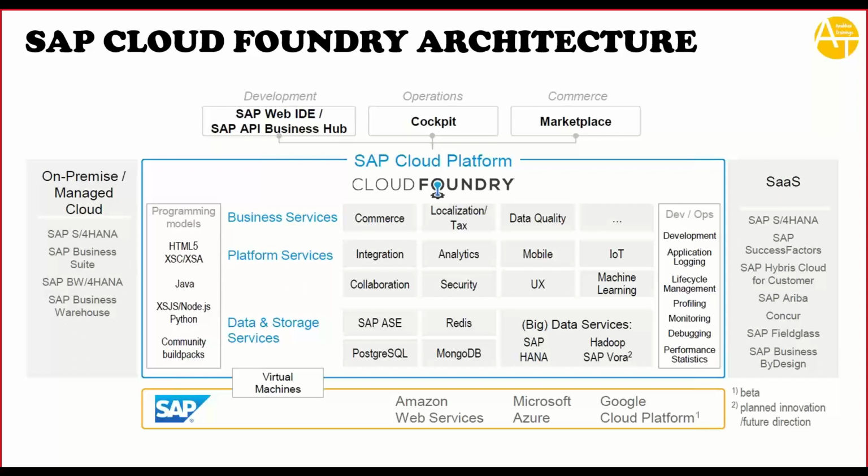On top of it, it supports different programming languages like Java. Then we have XS Advanced. We will talk about what is XS Advanced, HTML5, Node.js, Python, and you can also bring your own build pack to run any other programming language. For example, Go language, which is Google's new language. And then we have DevOps, where you can do complete application lifecycle management, starting from development to application logging, lifecycle management, profiling, monitoring, debugging, and performance statistics. All of this is provided as part of SAP BTP.